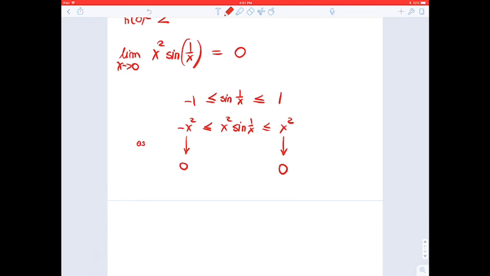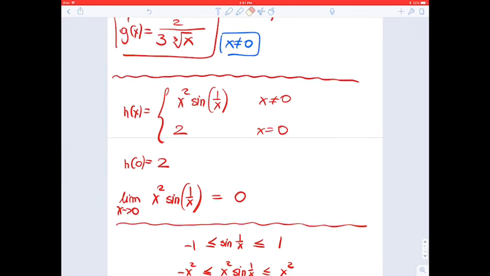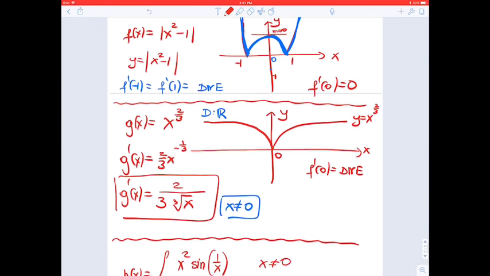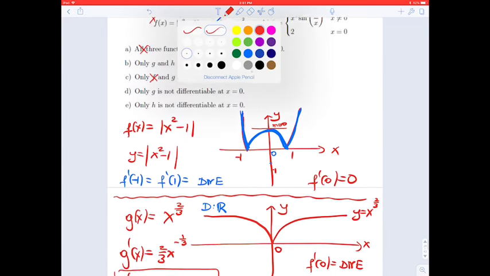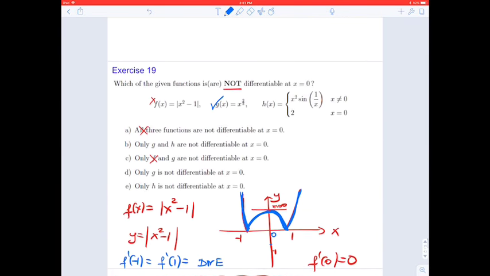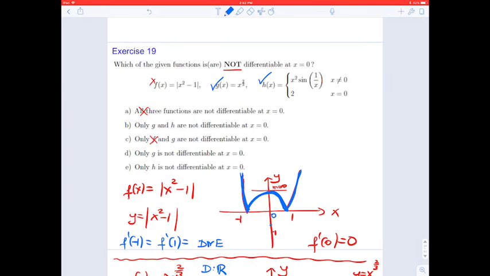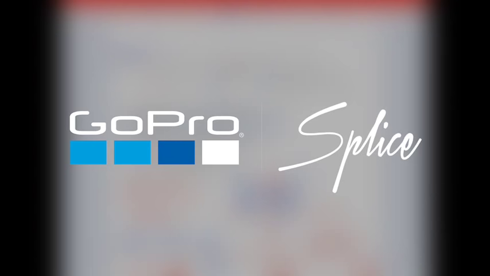Of course, as x approaches 0, the middle function also goes to 0, which is not equal to the value 2, so the function is not continuous and therefore not differentiable at 0. I can write that h prime at 0 does not exist. That means this is also a correct answer. So g and h are not differentiable. Okay, that was quite a challenging question, but I think it was good.